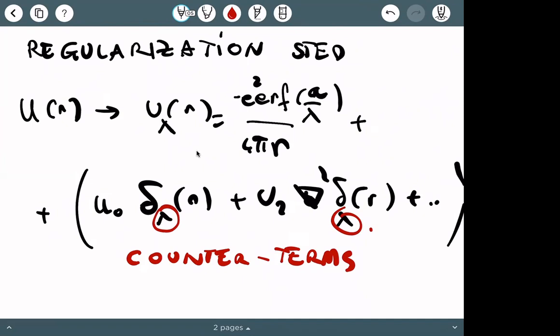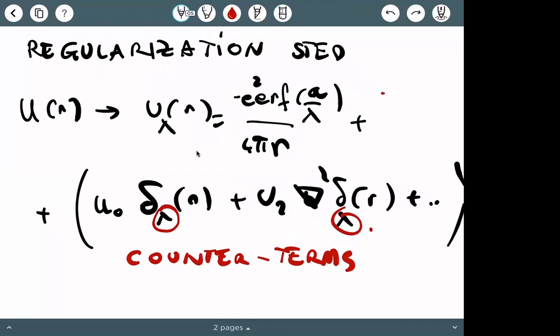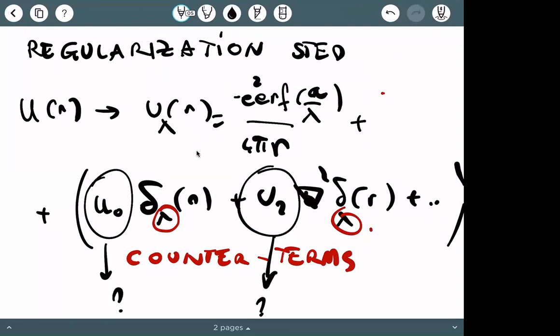Those of you who have done quantum field theory have seen the counter terms. They have put the counter terms. But they're nothing but this. Okay? Okay, good. So now we have a procedure, but we need a third step. We don't know these constants. So the third step is to fit the constants.